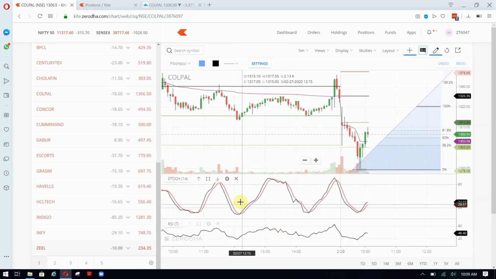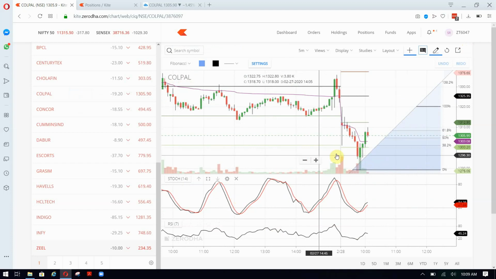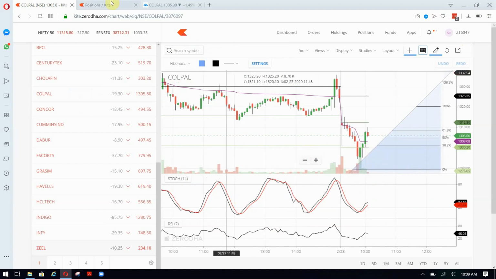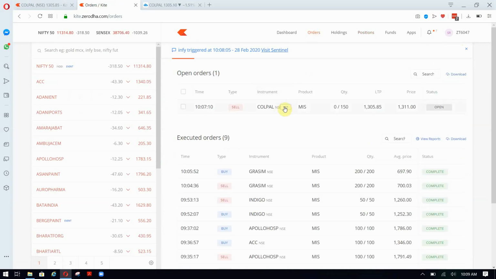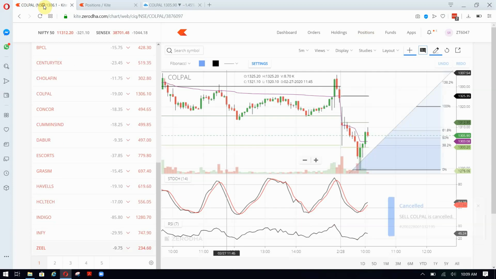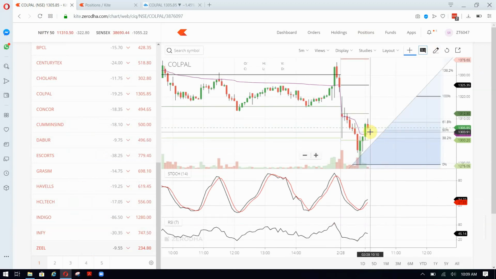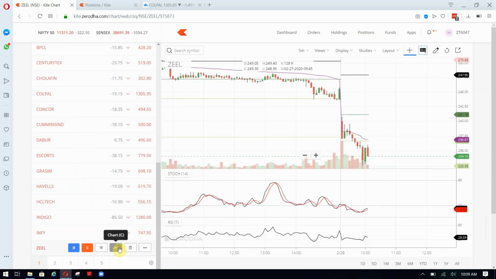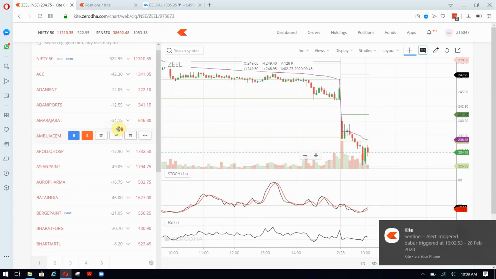So Colgate Palmolive is still not there. I think I missed it. I'm not going to trade this. So let me just cancel my short order. Since I missed this one, I'm not planning to take any other position.